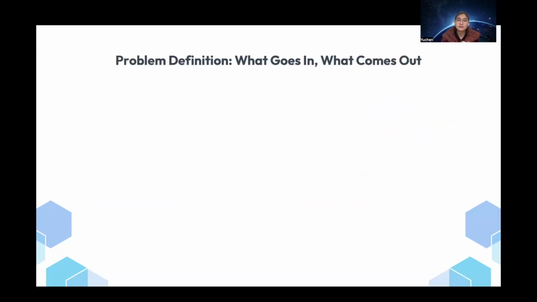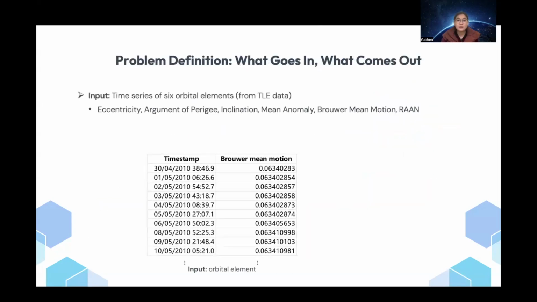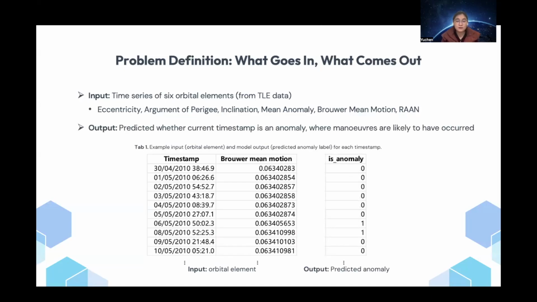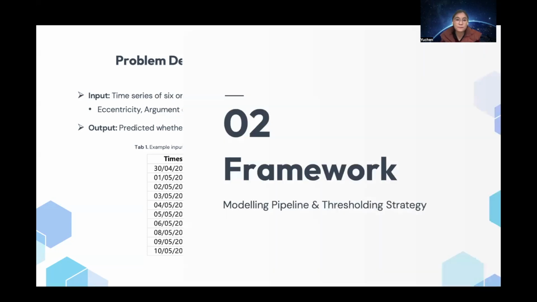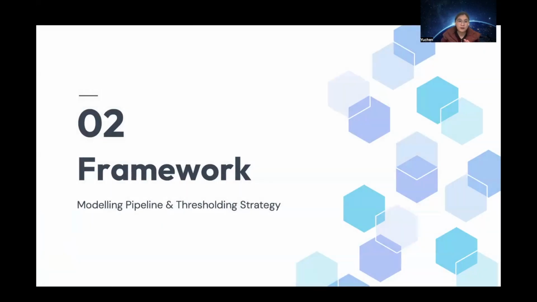Here's how we formally define the problem we're solving. The input is one time series at a time, each corresponding to one of the 6 orbital elements extracted from TLE data. The output is a binary label for each timestamp: 1 if the current moment is considered anomalous, meaning a maneuver likely occurred, and 0 if it's normal. As shown in the table here, we treat this like a classification task. For each time point, we use the orbital data to decide whether it's an anomaly. Now that we've covered the background and defined the problem, let's move on to the framework.